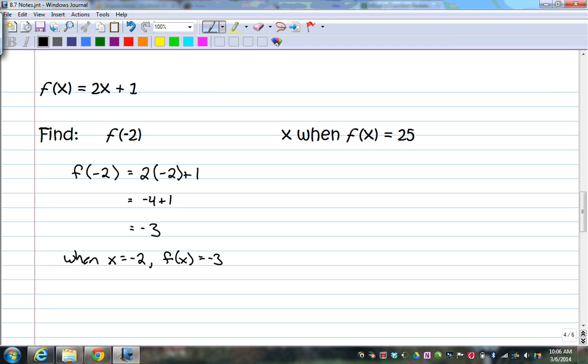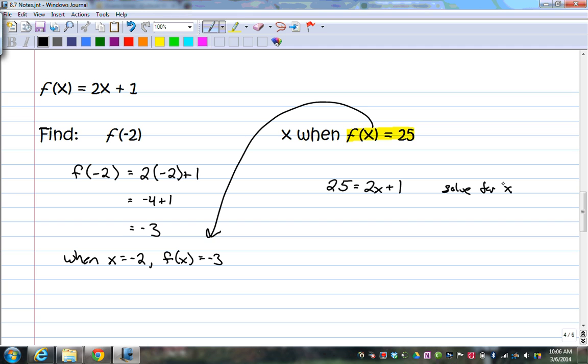Okay? Now, what's different in this next one? Here we have f of x is given to us. So in other words, this part is given to you. The y is given to you. We need to find x. So what you would do for this one is you would set it up like this. 25 is equal to 2x plus 1. And then you would solve for x.